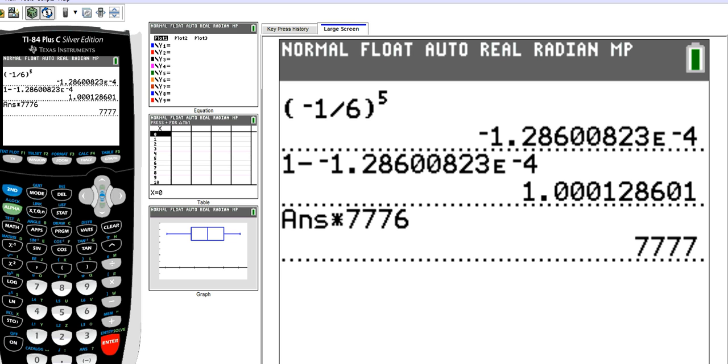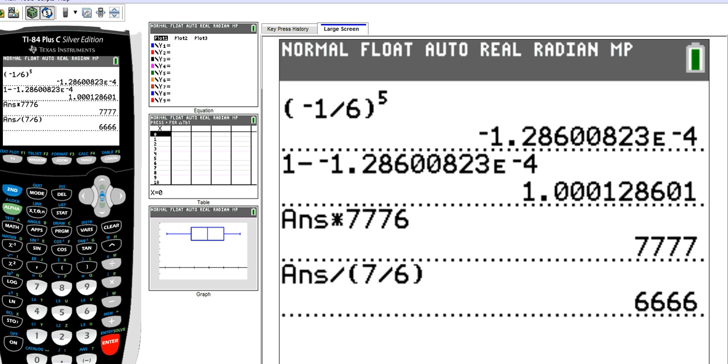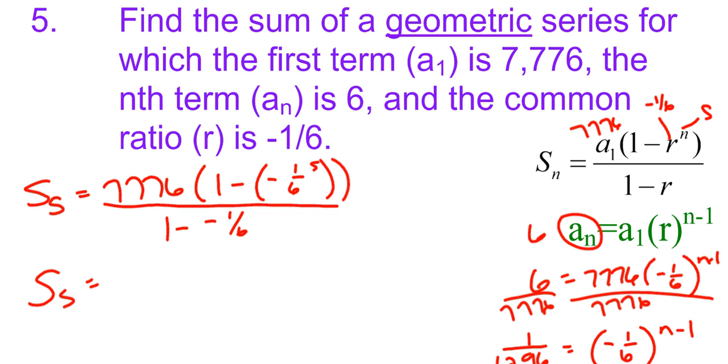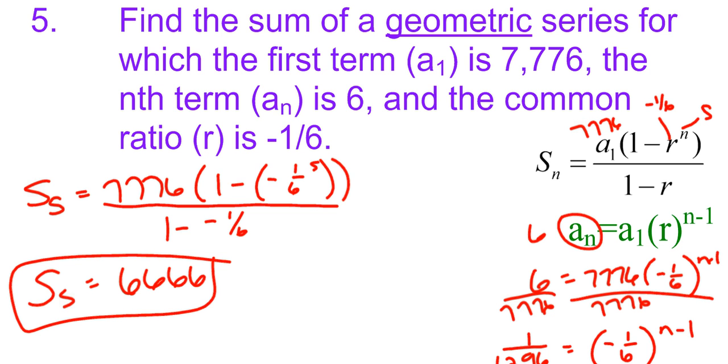And then I'm going to divide it by 1 minus a -1/6. So when I divide it by 1 minus a -1/6, that's really adding it. So it would be 7/6. You can do that separately if that doesn't make sense. And I get 6666. So my summation, S sub 5, is 6666. That's using the sum formula. Using the series formula, I would say from n equals 1 to 5. And then I have 7776 times -1/6 to the n minus 1.